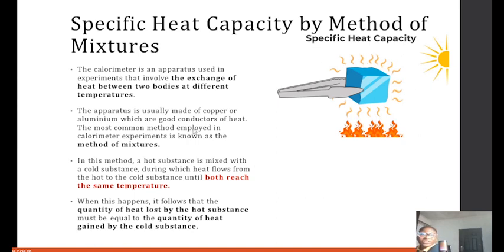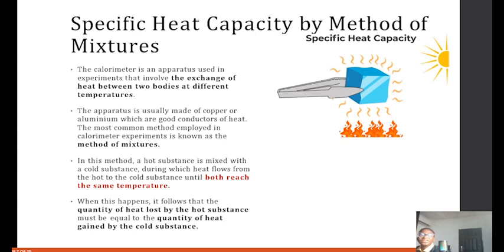So the apparatus is usually made of copper or aluminium, which are good conductors of heat. The most common method employed in calorimeter experiment is known as the method of mixture. In this method, a hot substance is mixed with a cold substance, during which heat flows from the hot to the cold substance until both reach the same temperature.